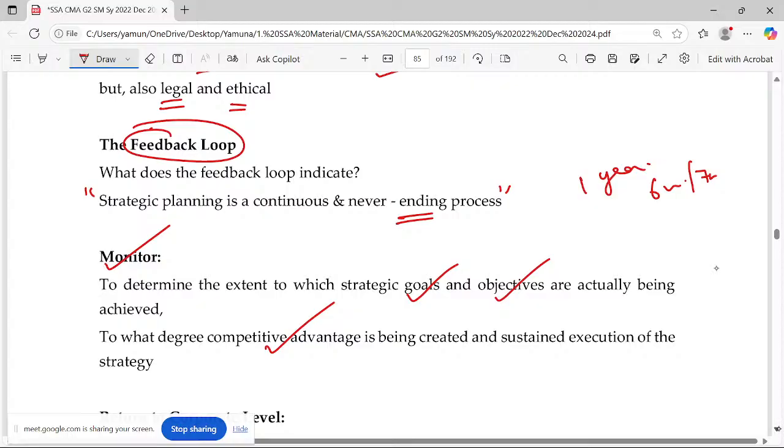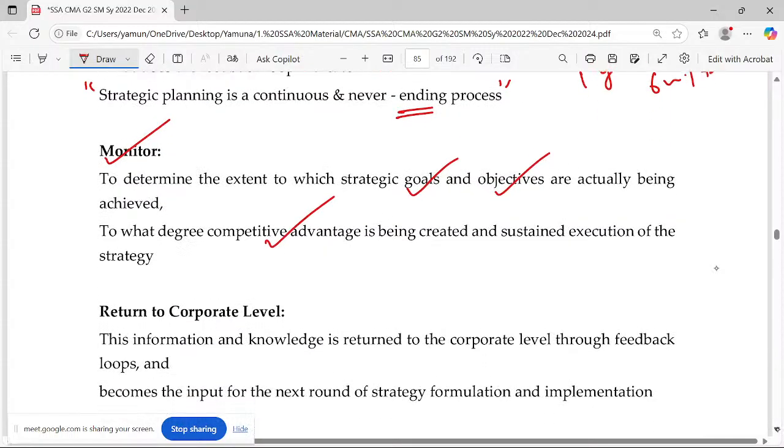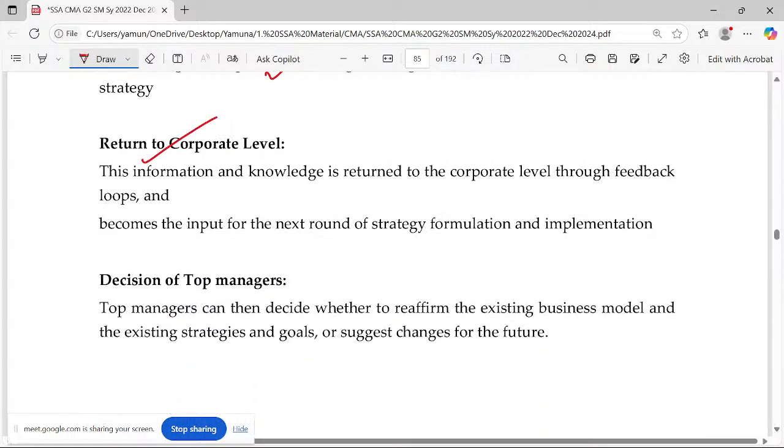We have to build that core. What is the uniqueness in it? We have to build that. Okay, and return to corporate level. So corporate level is this top level, right? Corporate level, the top managers.